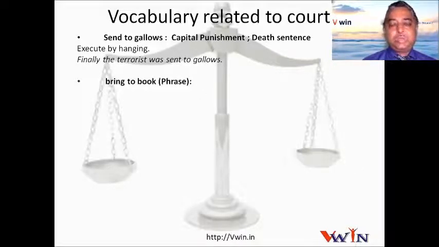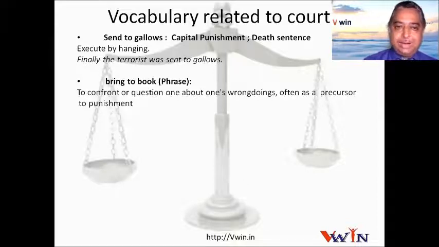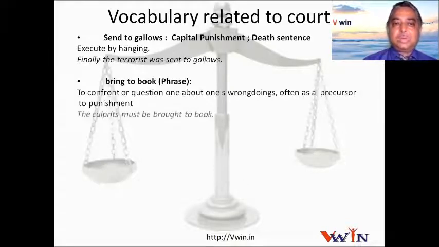Next one is bring to book. So bring to book is basically to initiate some kind of inquiry, some kind of interrogation, to ask questions as a precursor of taking some action against that person. So when you want to bring someone to book, it means you want to ensure that some kind of punishment could be given to the guilty. The culprit must be brought to book. This is the sentence. It means that they should be interrogated, there should be a probe against them, and they should be finally given the punishment.